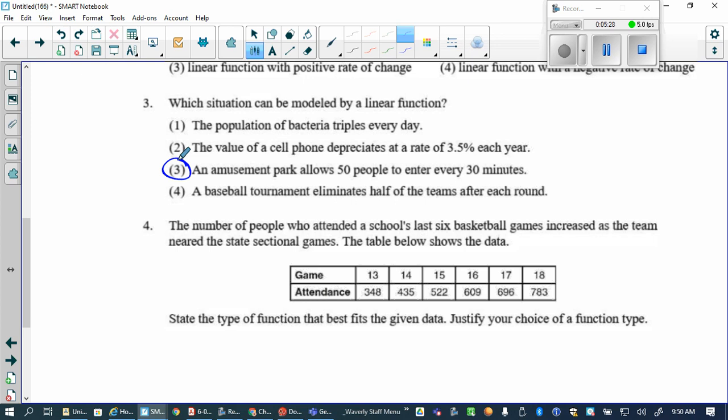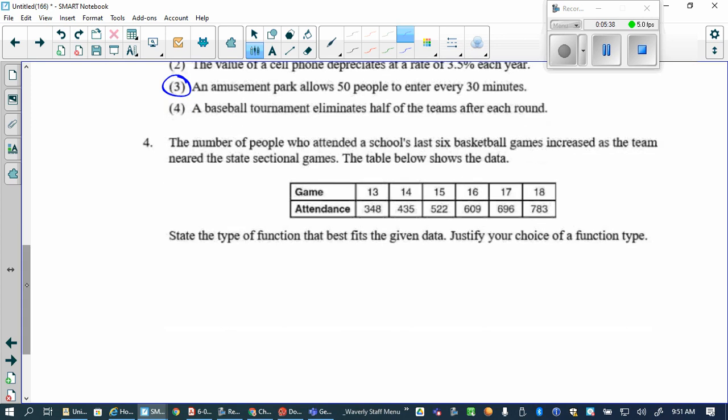Hannah, what did you say? It's going to be more than 50. Contingency not included in the problem. Okay. All right, let's go number 4. So these are quick and easy. Not bad, right? Number 4.